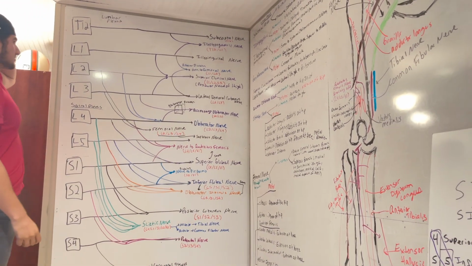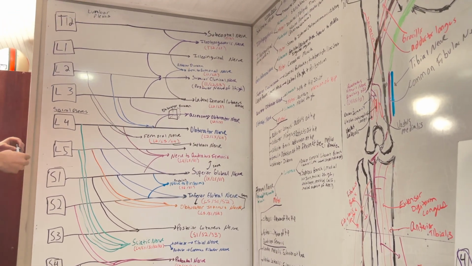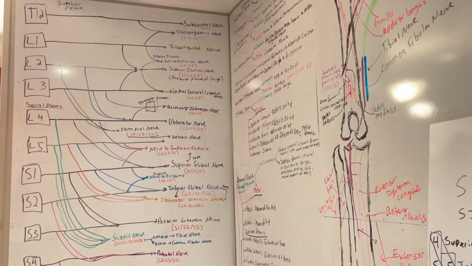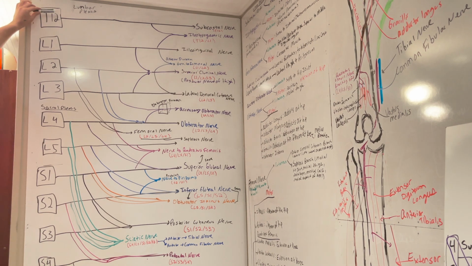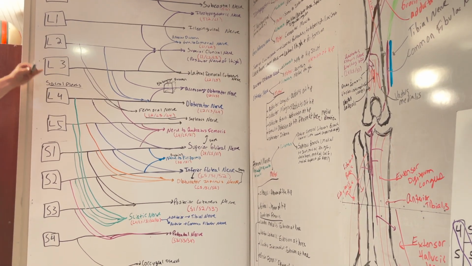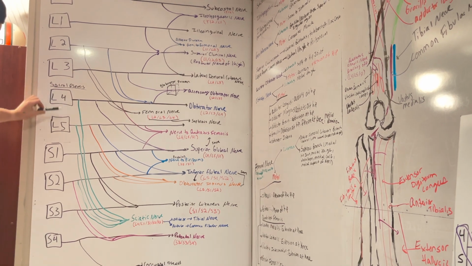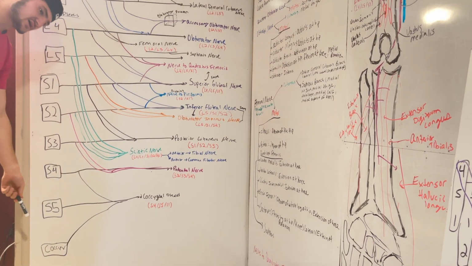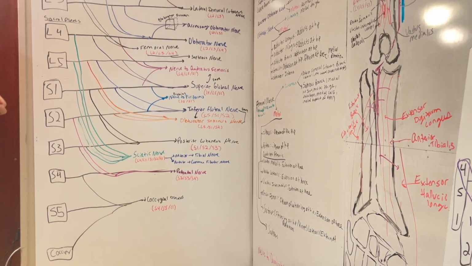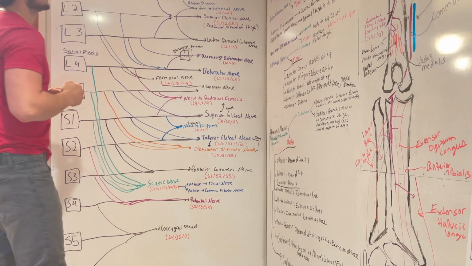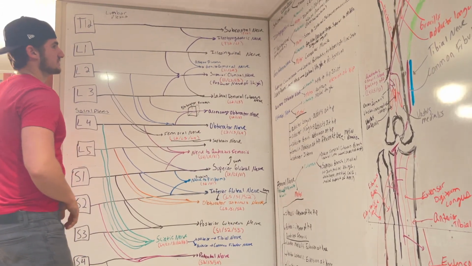Alright, so T12 is the first lumbar spine we're going to talk about. This is where the lumbar plexus comes from, so it goes T12, L1, L2, L3, and then the sacral plexus starts here, goes L4, L5, S1, S2, S3, S4, S5, and the coccygeal. Okay, so these are just different vertebrae in the spine. Now, to start off, T12 is the first one.